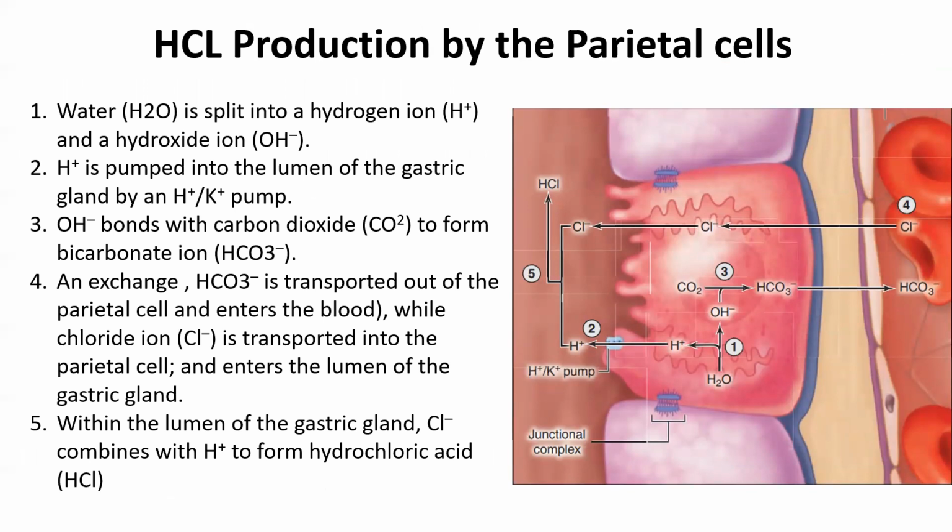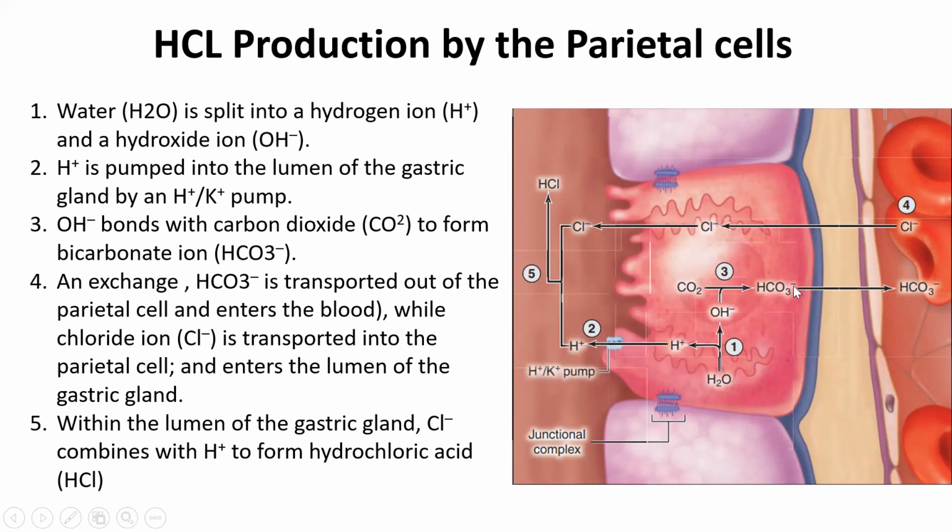So briefly, how the acid is produced, I'm sure you're going to be covering this in more detail in physiology. But the water inside the cell will split into the hydrogen and the hydroxide group here, as you see. And the hydrogen will be pumped into the gastric lumen through this HK pump, the hydrogen potassium pump. And the hydroxide group will bind to the carbon dioxide group to form the bicarbonate here.